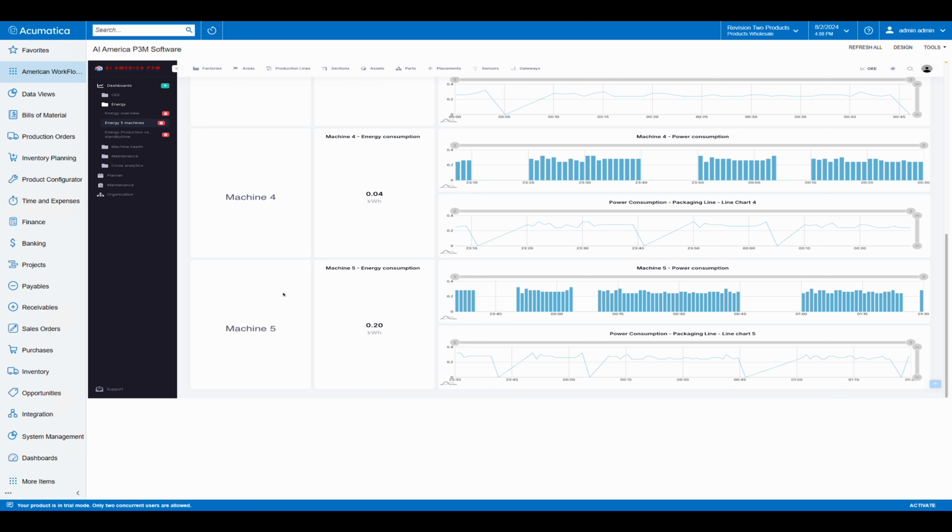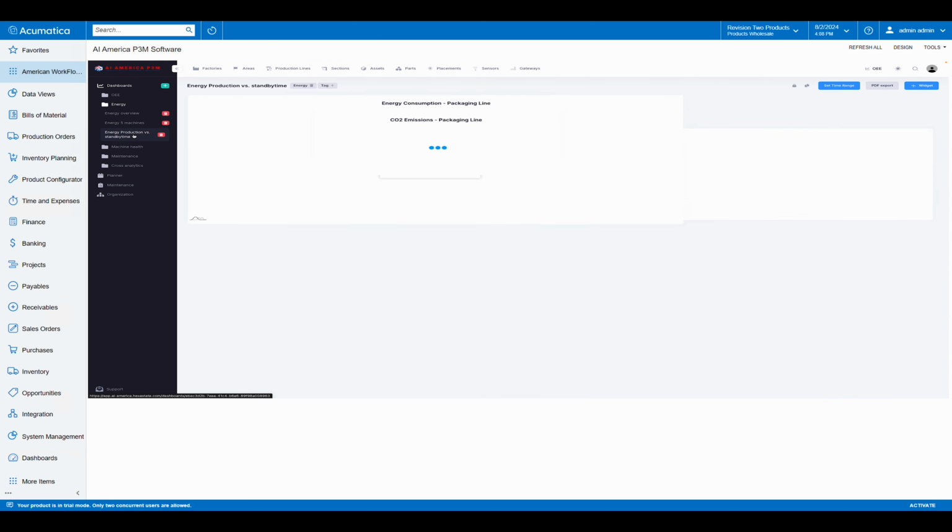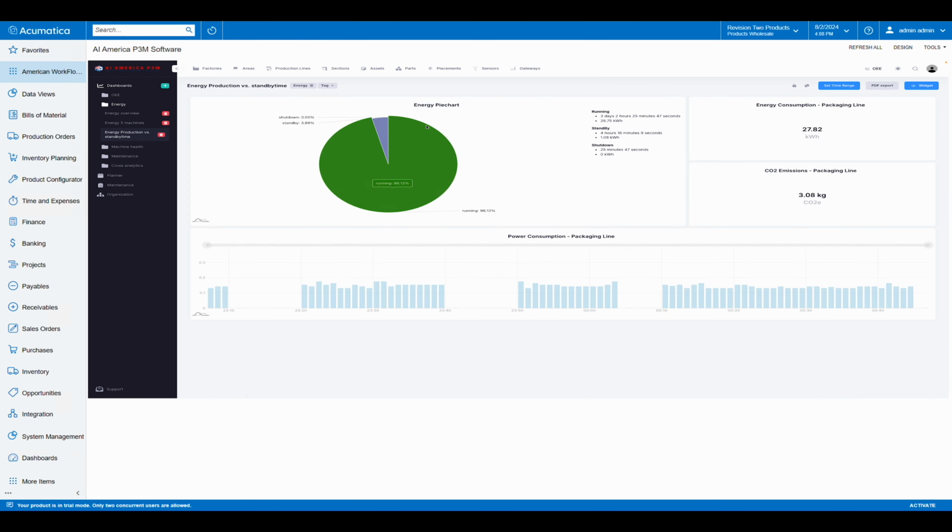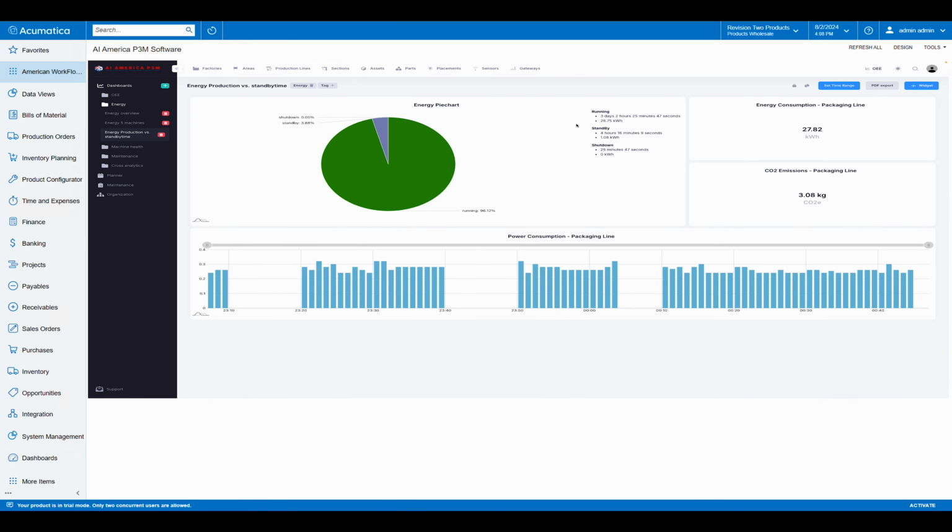Lastly, under energy, we're going to be talking about energy production versus standby time. Under here, we have a pie chart. Under this pie chart, we can see how long the machines were running for. They've been running for 3 days, 2 hours, 25 minutes, and 47 seconds. We can also see the total standby time, which is 4 hours, 16 minutes, and 9 seconds. We can also see our total shutdown time for the machines as well. They've been shut down for 25 minutes and 47 seconds.